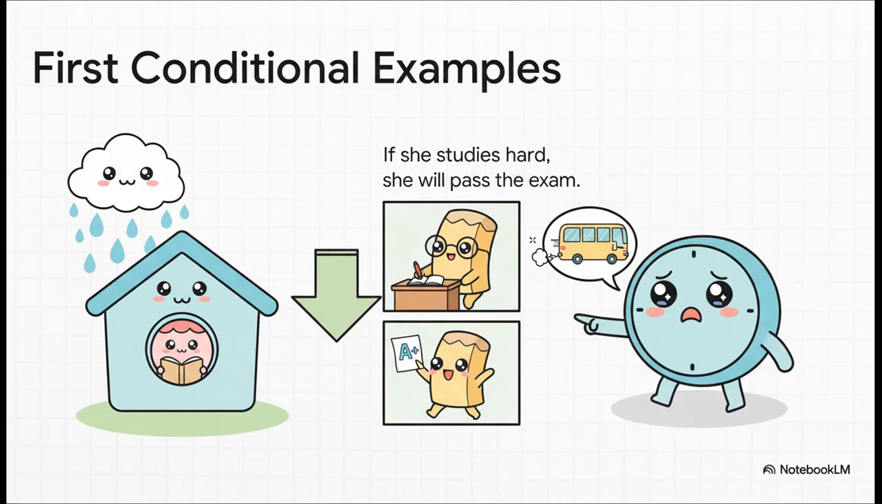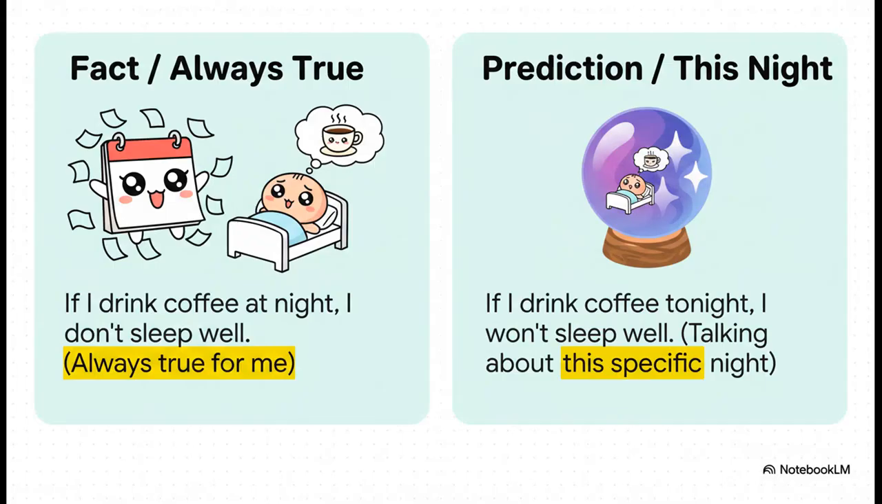If it rains tomorrow, we will stay inside. Is it a fact that it will rain? No, of course not. But it's a real possibility, and this is our plan. Or, if she studies hard, she will pass the exam. We believe this is a very likely result. It's a strong prediction.